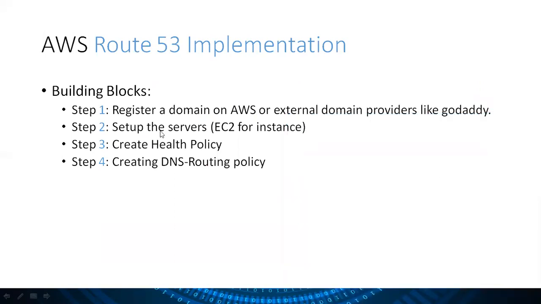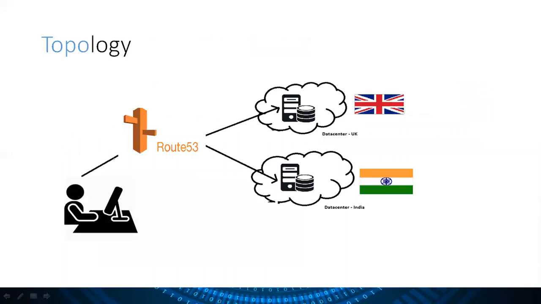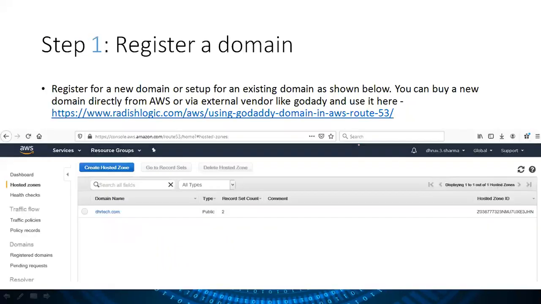Okay, on that note, let's jump in. That's a typical lab scenario where we have Route 53, and a user tries to resolve a server based in the UK and India. That's the typical web page when you log into the Route 53 section, where I have hosted a zone, dhrtech.com.